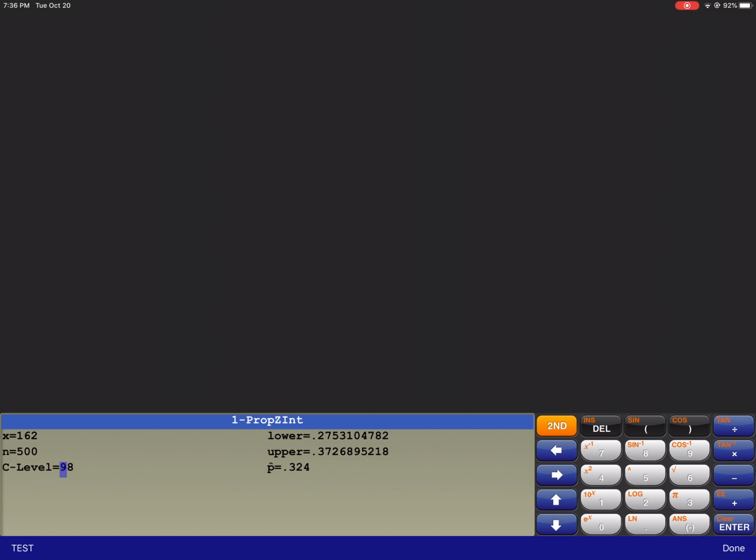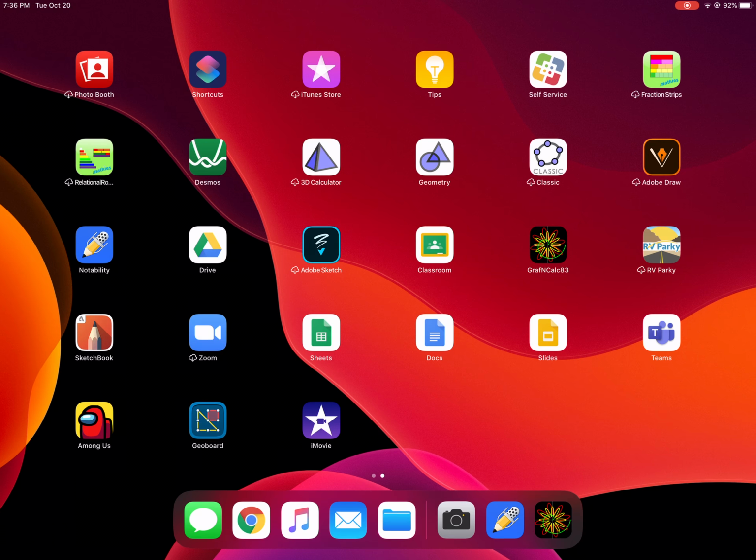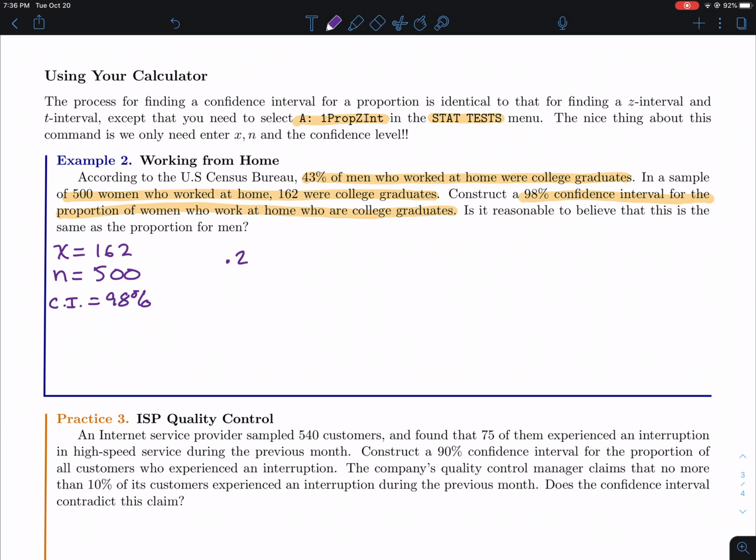And the cool thing is, not only does it calculate the lower and upper bounds, it also tells us the p hat for the sample. So it gives us the sample proportion without us having to find it on our own, which is kind of cool. In this case, our lower looks like 0.28, and our upper looks like 0.37. Let's write that down real quick. So 0.28 less than p less than 0.37. Or if you like writing these as percentages, you could write 28% less than p less than 37%.